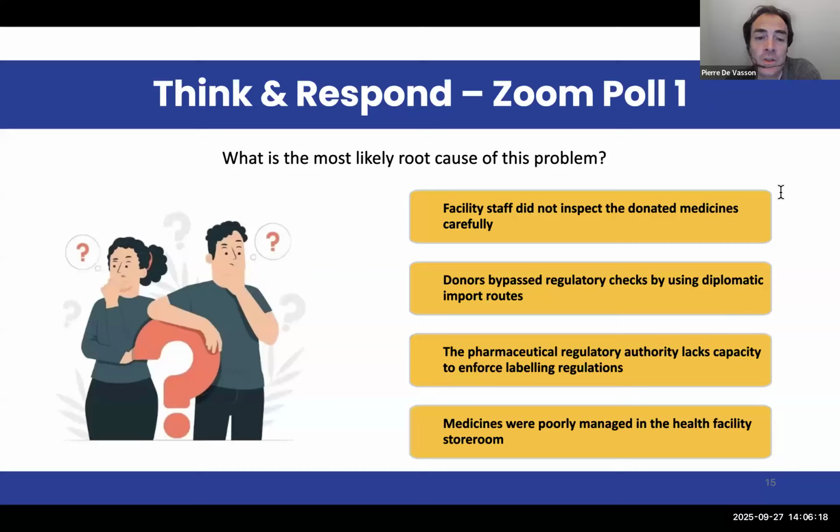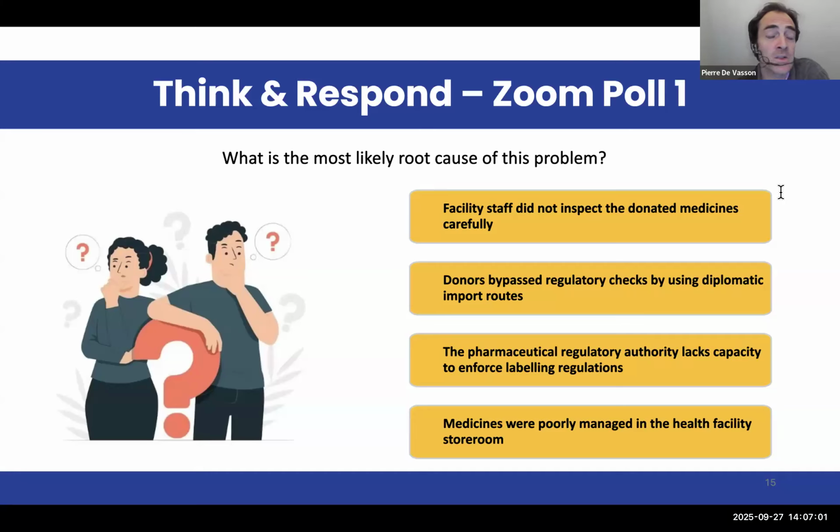Then it's not a root cause that donors bypass regulatory checks by using diplomatic import routes. This is not the root cause, because if we ask why donors bypass regulatory checks, we go to actually number 3, because the pharmaceutical regulatory authority lacks capacity to enforce labeling regulation. And number 4 is not the main root cause. So this is how you're able to go through this methodology and end up with actually the main root cause.